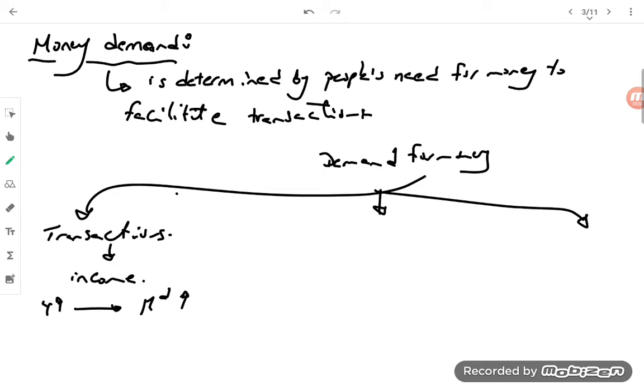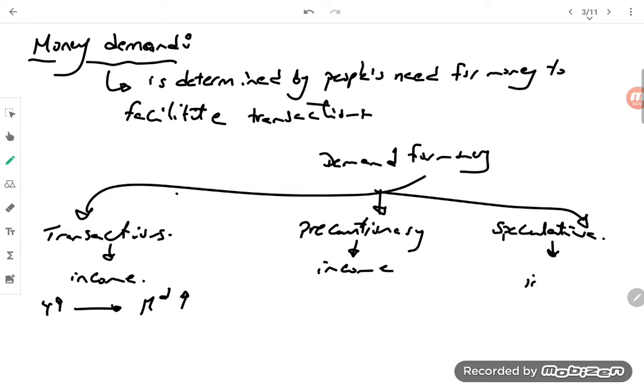Number two, precautionary demand for money. It's also affected by income level. So precautionary demand for money is demand for money in order to meet future, unexpected needs. Number three, speculative demand for money. In this case, people demand money in order to make profit. They are going to make speculations and make profit. This is going to be affected by interest rates. So transaction demand for money and precautionary demand for money are affected by income level, while speculative demand for money is affected by interest rate.